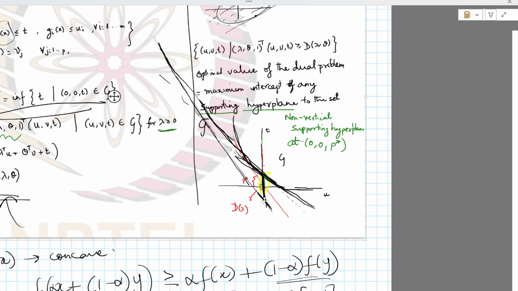Okay, so the dual value will maybe be somewhere here. So this gap is the dual gap. If the maximum hyperplane happens to be at the same point, then it means the gap is zero between the dual and primal. Right. The maximum intercept of any supporting hyperplane is equivalent to this, right? And non-vertical makes sense because it should not be completely parallel, where it is not even hitting the intercept. Yeah, correct.